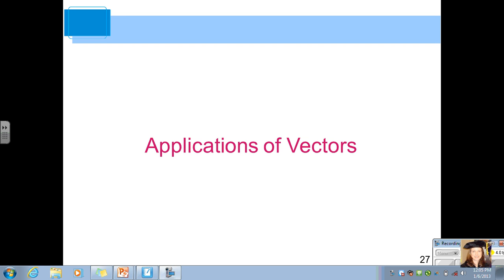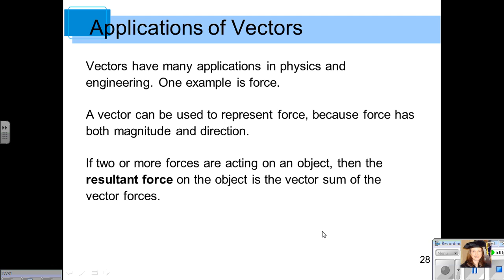Now the last part of section 11.1 is the application of vectors. This is going to give you an idea of how and why we would ever want to work with vectors. Example here, vectors have many applications in physics and engineering. One example is force. A vector can be used to represent force because force has both magnitude and direction.